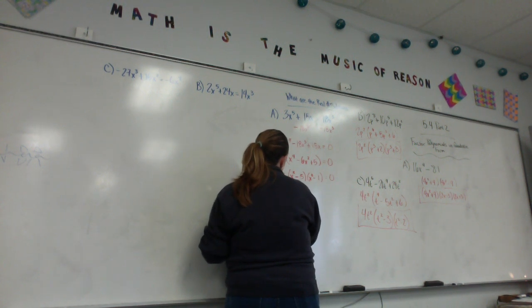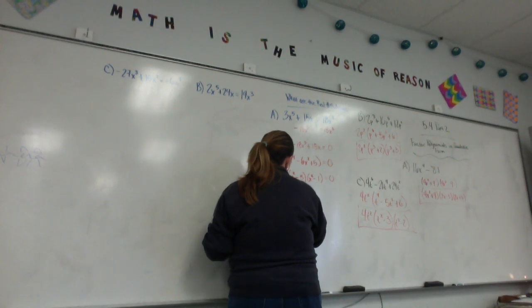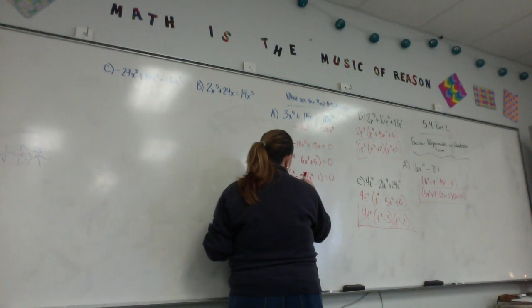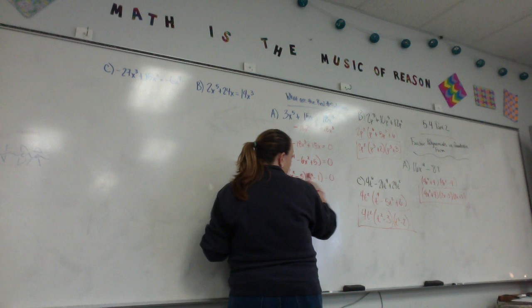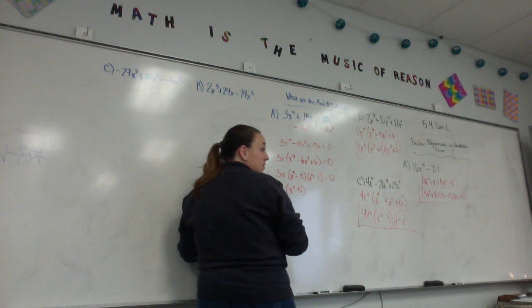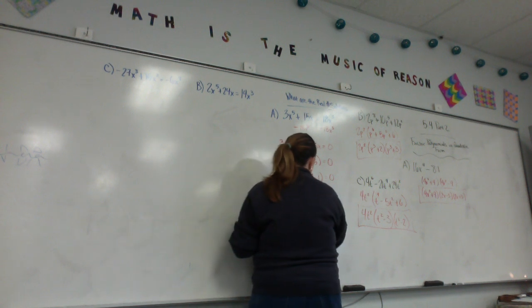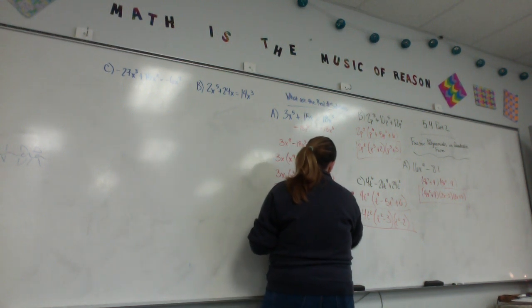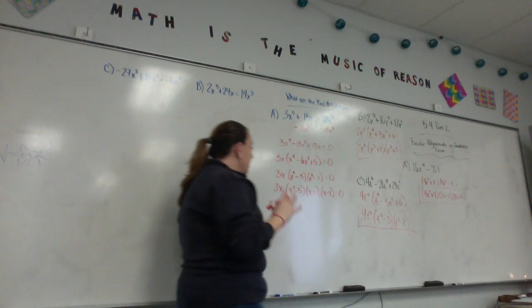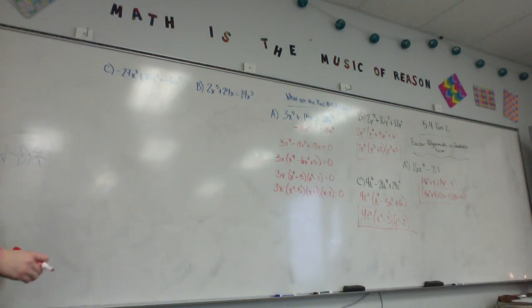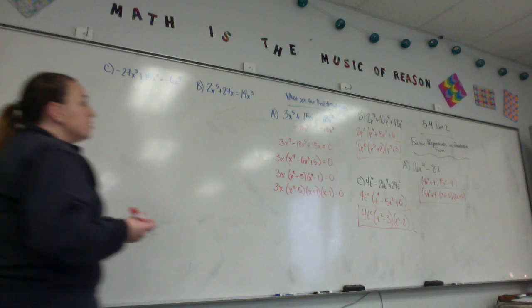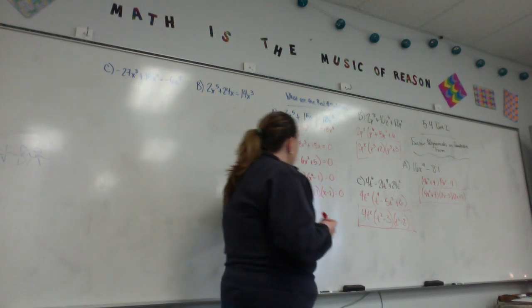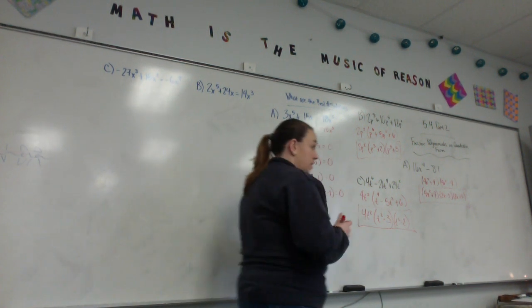Okay? So now I have 3x times x squared minus 5 times x squared minus 1. Is x squared minus 5 factorable further? No. Is x squared minus 1 factorable further? Yes. What is it? It'd be x plus 1, x minus 1, because it is a difference of squares. Now, is everything factored as far as it can go? Yes.